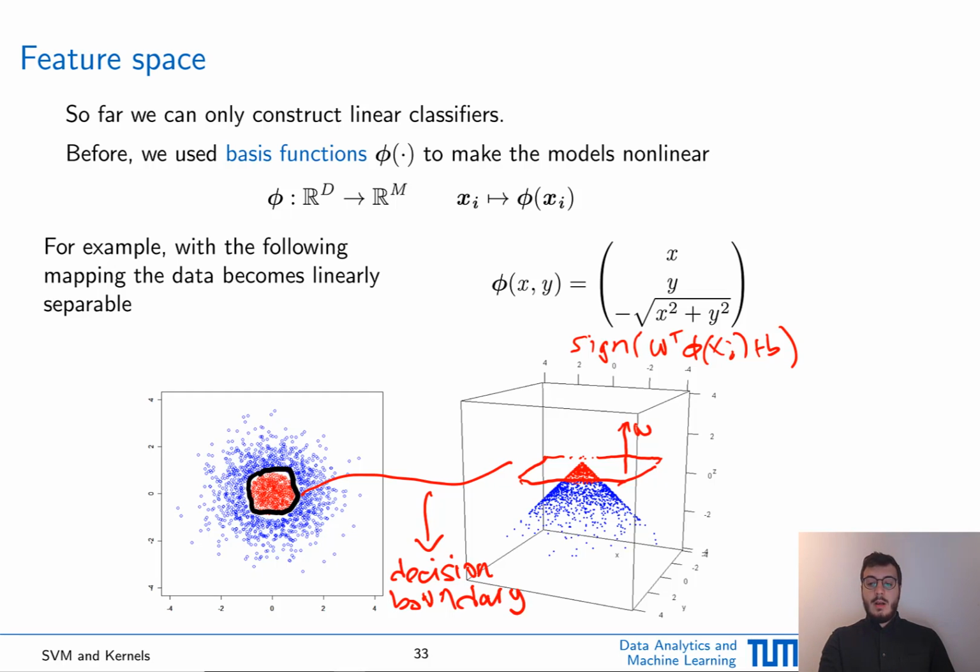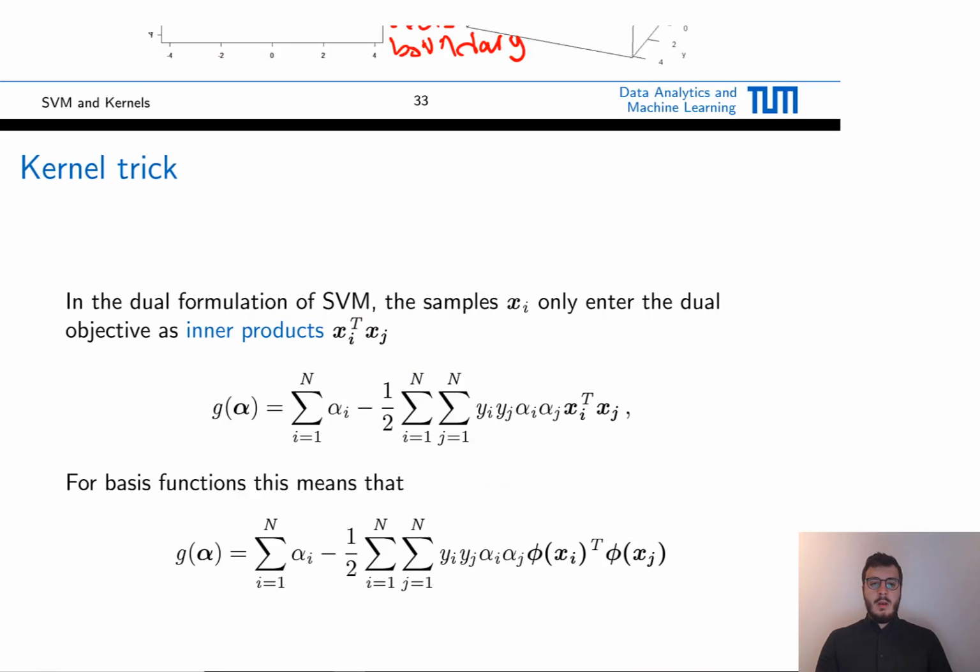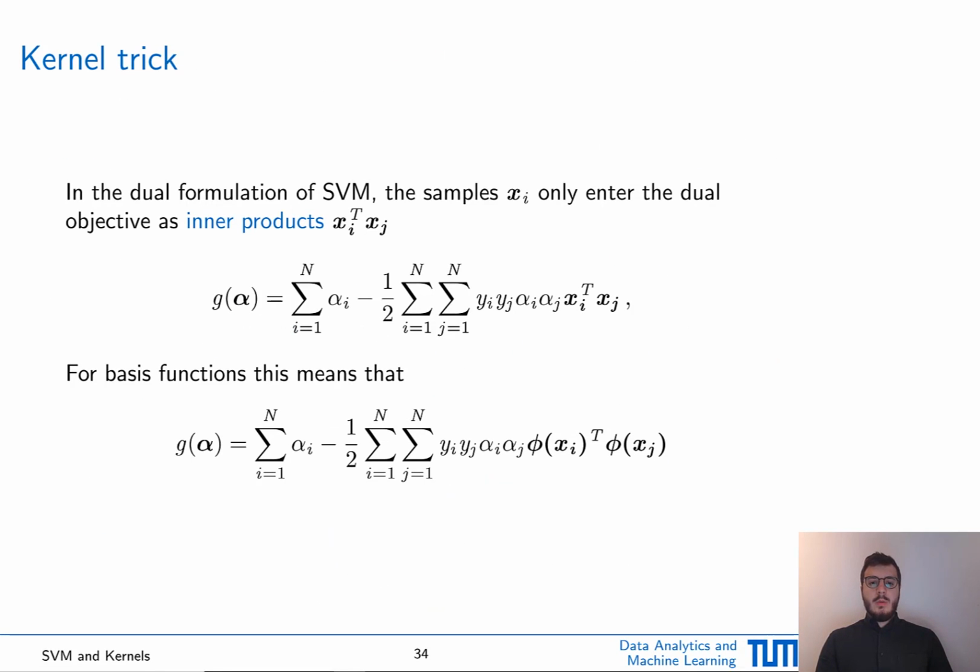And even though the classifier is still linear in the new feature space, with the help of the basis function, we obtained a non-linear decision boundary in the original input space. In this case, this helps us to perfectly separate the two classes. Okay, so how could we now use these feature transformations phi when we work with SVMs?